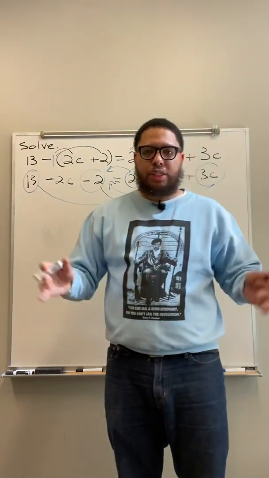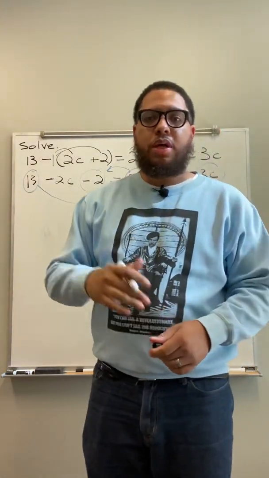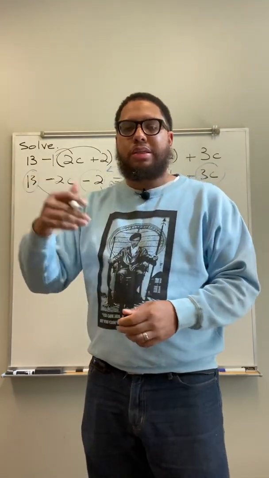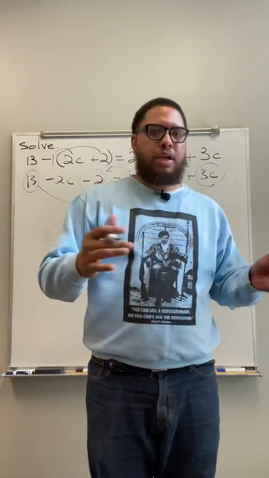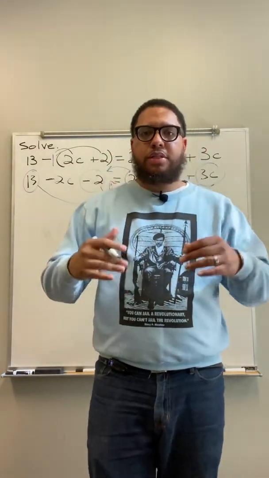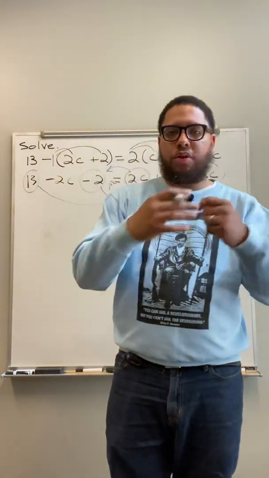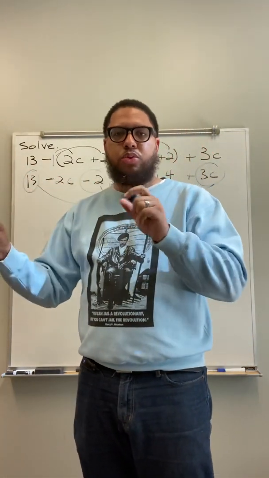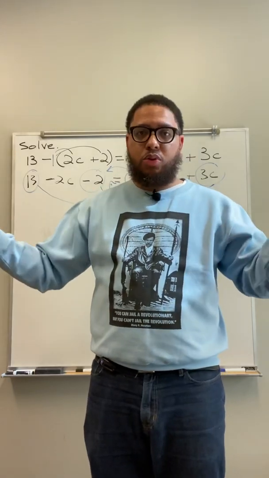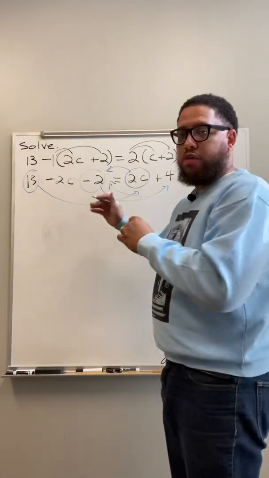Once I reorganize the problem, then I can do something called combine like terms. Some textbooks call it collecting like terms. Either way you say it, it still means that you're consolidating all the constant terms or all the variables into one individual term on their respective sides of the equation. But I got to rewrite it first.